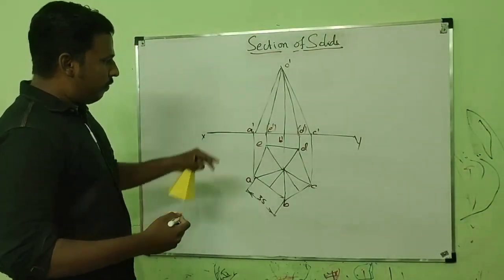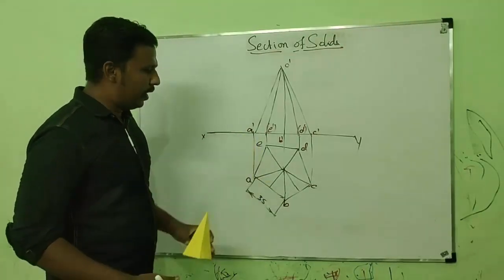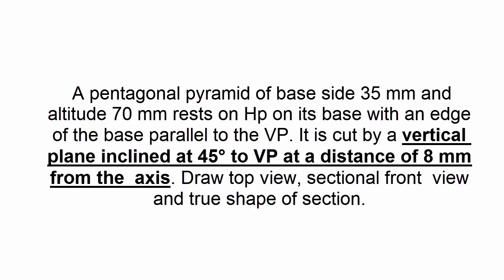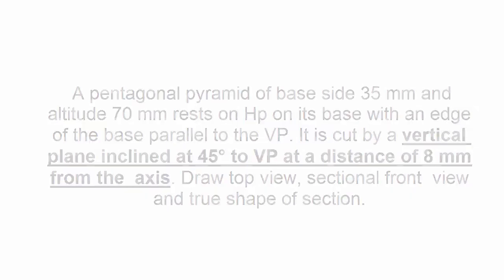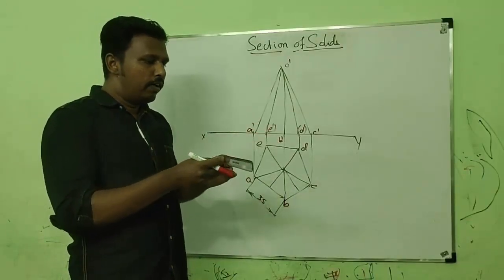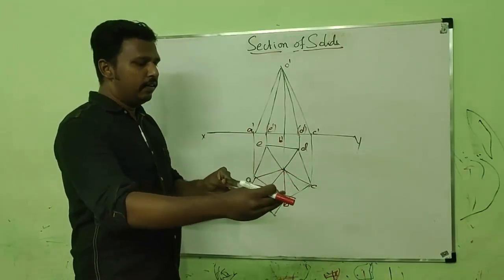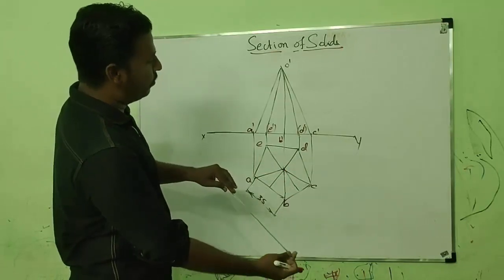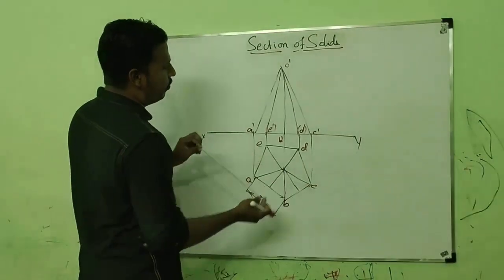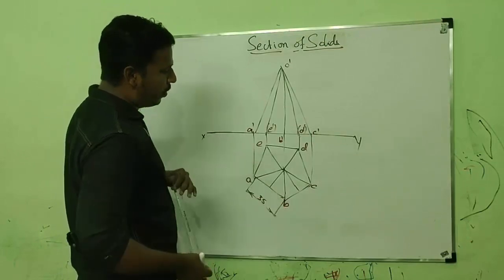Now we have drawn the front view and top view of the solid. Then we have to locate the cutting plane in the solid. The cutting plane is vertical and inclined at 45 degree to VP. If the cutting plane is inclined to VP, we can see the cutting plane as a line in the top view. So we have to draw the cutting plane in the top view. And also it is given, it is cutting the solid 8 mm away from the axis.